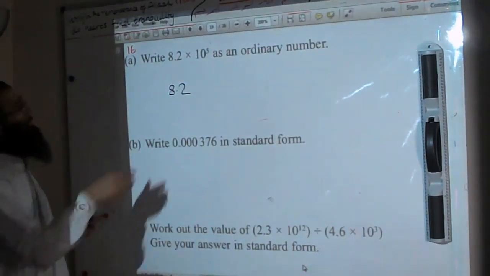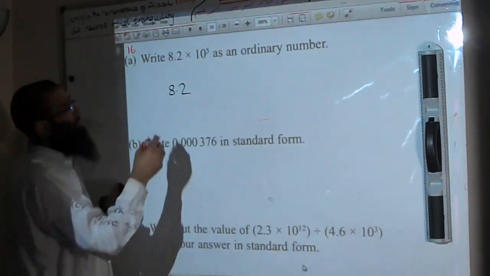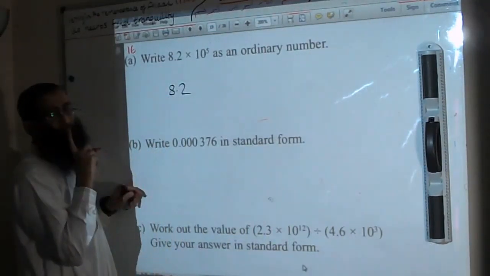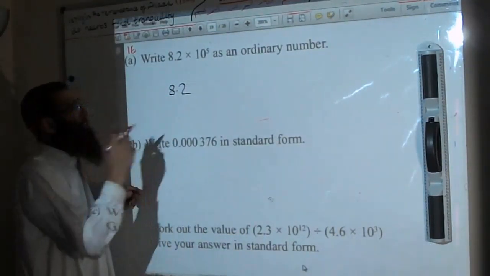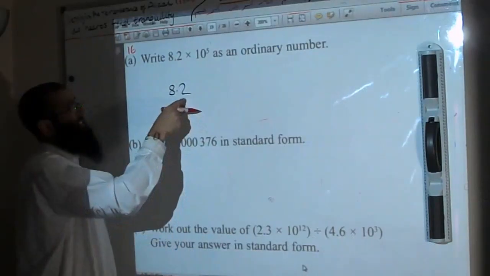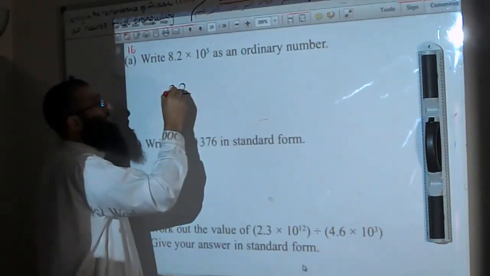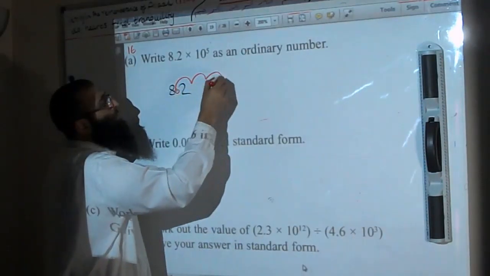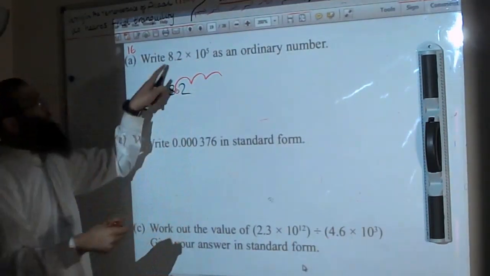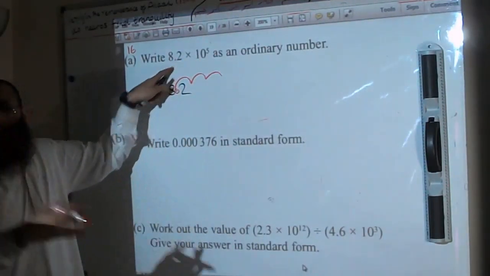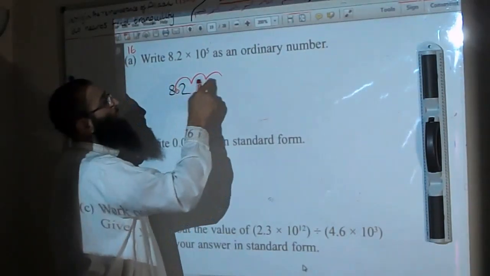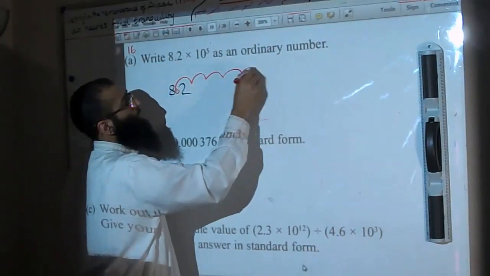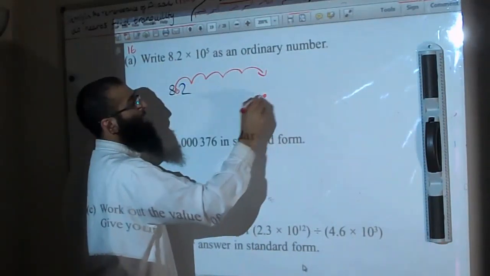Okay, Rutaba, what does that mean? Times by 10 to the 5. You add 5 zeros. That's close. We don't add 5 zeros in this situation. We have to move the decimal point 5 places to the right, because in a sense what we're doing, we are multiplying 8.2 by 10 5 times. So 1, 2, 3, 4, 5. Drop the decimal point here.